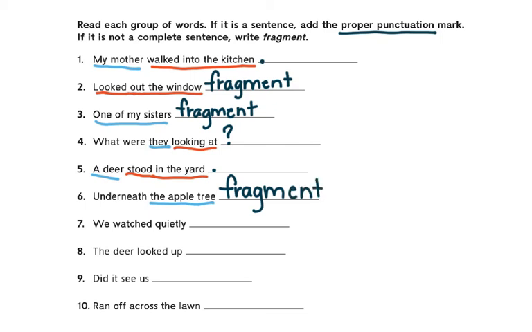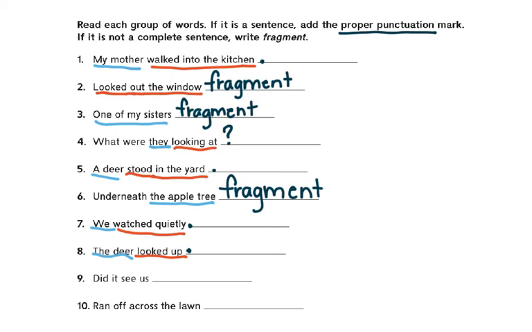We watched quietly. The subject, we. What are we doing? We watched quietly. This is a complete sentence. I'm going to end it with a period. The deer looked up. The subject, the deer, looked up. It makes sense. That's a statement. It's a period.